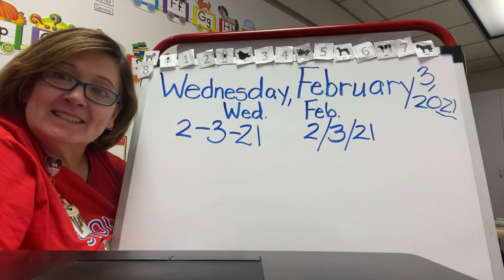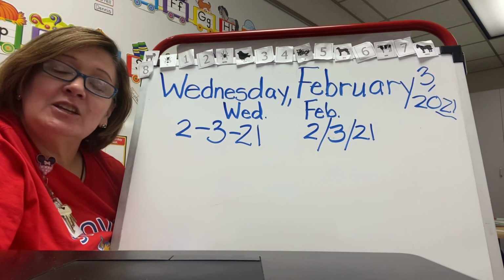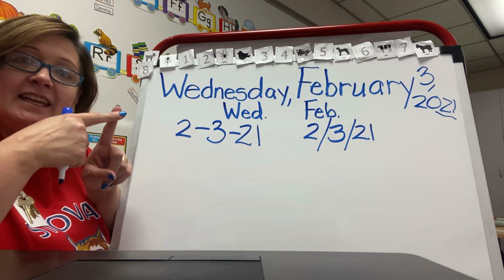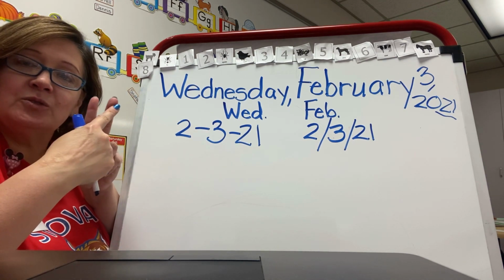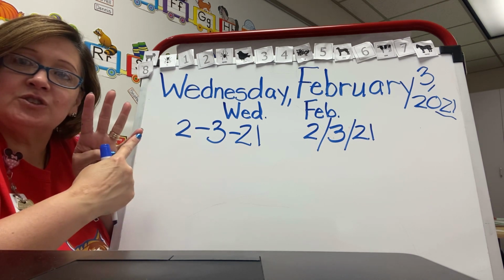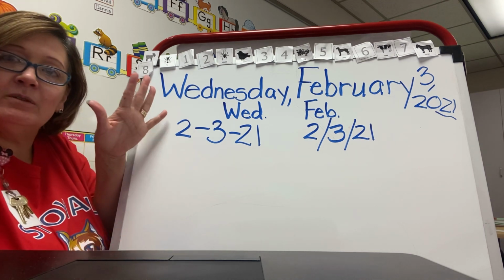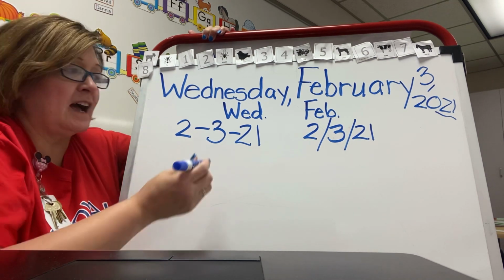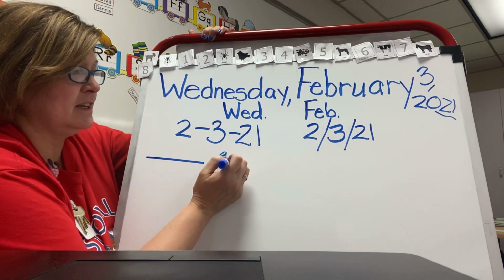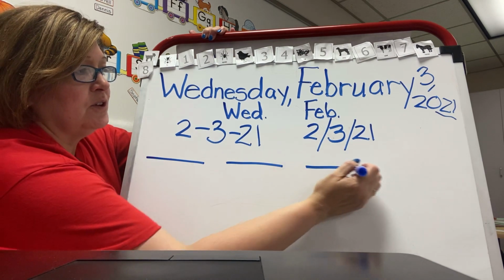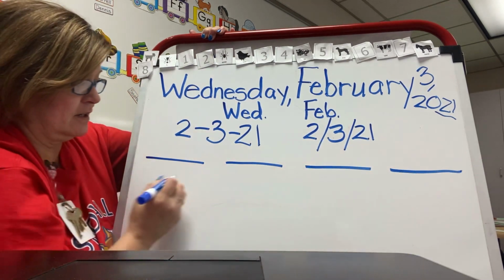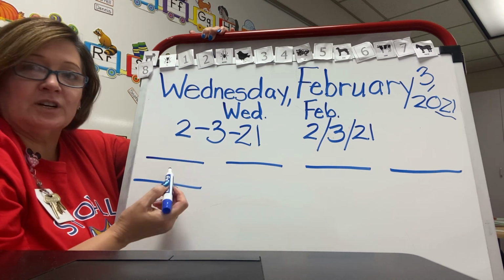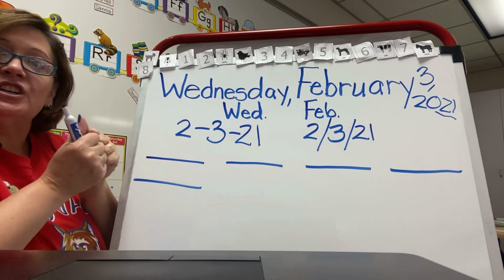Now my sentence is, can you count to 20? Here we go. Let's count the words. Can you count to 20? How many words? 5. So how many lines am I going to draw? 5. Here we go. 1, 2, 3, 4, 5. Okay, so first word, can. Stretch it.